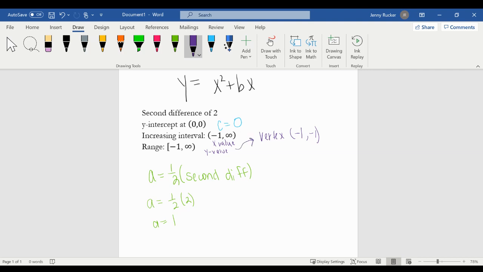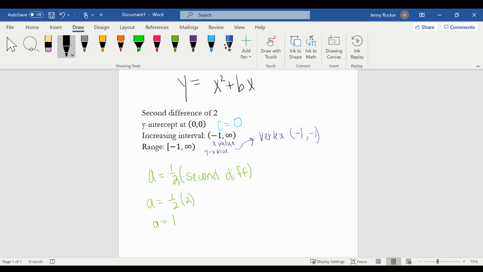Now that we know the vertex is (-1, -1), I can do one of two things. I can use substitution in my equation to help me solve for b, or I could build a table and then use Desmos to help me find my equation. I'll show you both methods.